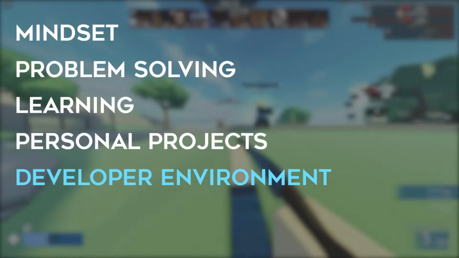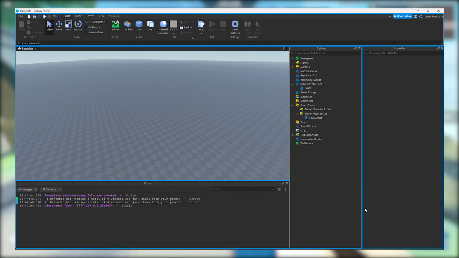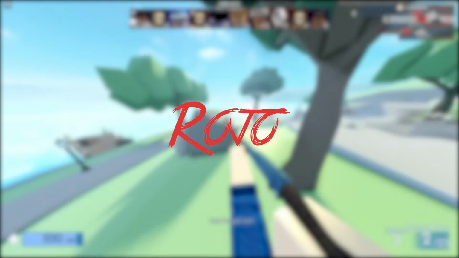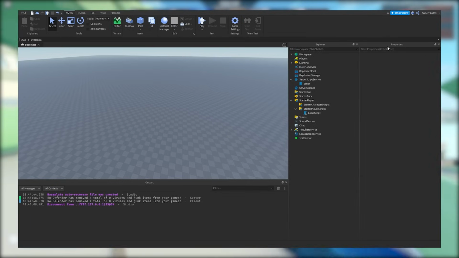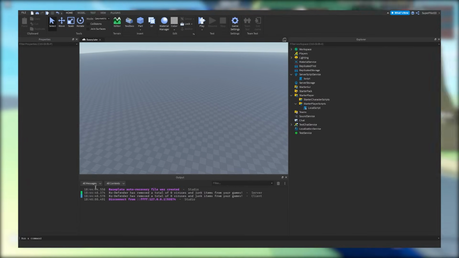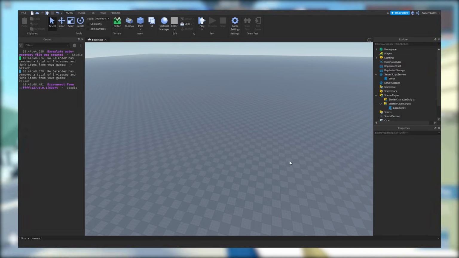Your developer environment. Your dev environment is one of the most important things you should be taking care of. Roblox Studio really limits us, and you don't want to get into Rojo and Visual Studio Code at this point, so I recommend taking 5 to 10 minutes and customizing Roblox Studio to your liking. Remember, you don't have to copy me, and you can use whatever works best for you.